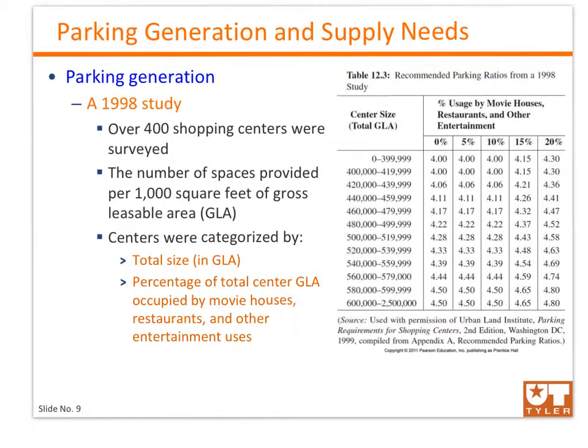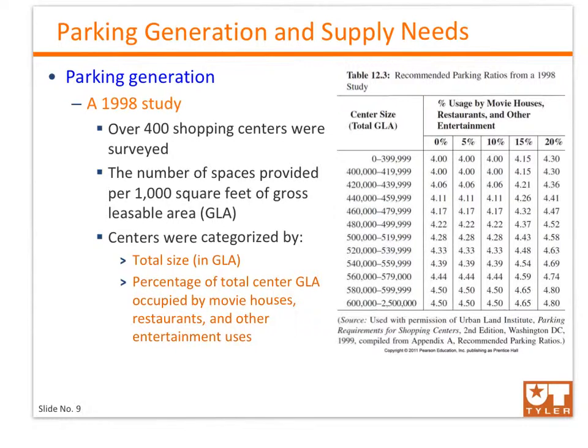Now as I move from 0 to 5 to 10 to 15 to 20%, when I reach 20%, what I'm saying is that if 20% of the size of the center is occupied by movie houses and restaurants and any other entertainment, now I need to have 4.3 parking spots for every 1,000 GLA.